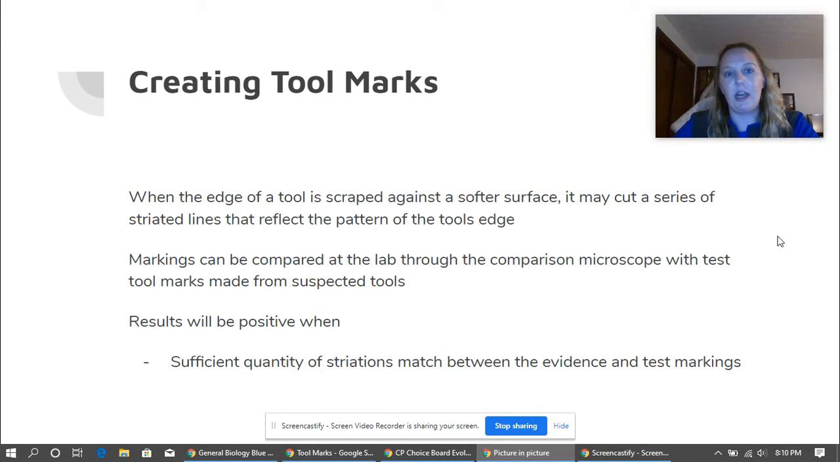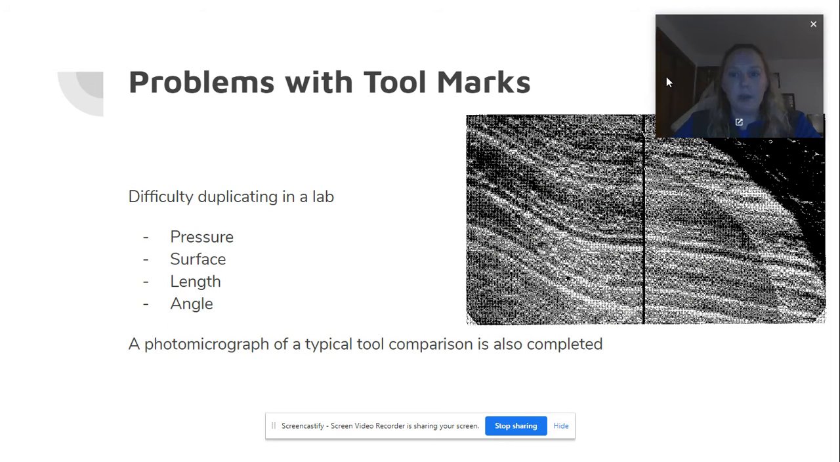We were talking about how to create a toolmark either in the lab or how it's created at the crime scene in the field. So here are some problems with toolmarks. The difficulty in a lab when recreating a toolmark is that it's very hard to get the same pressure that was used by the suspect or the criminal.